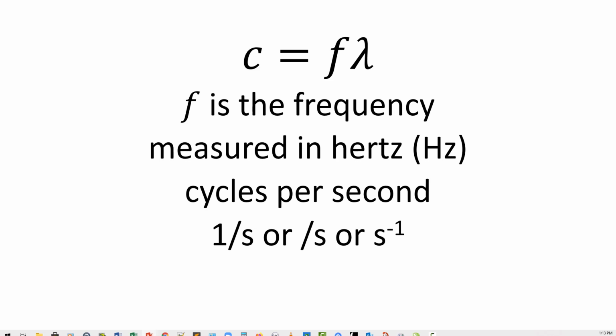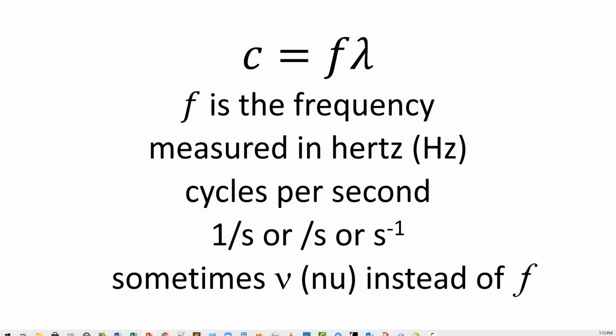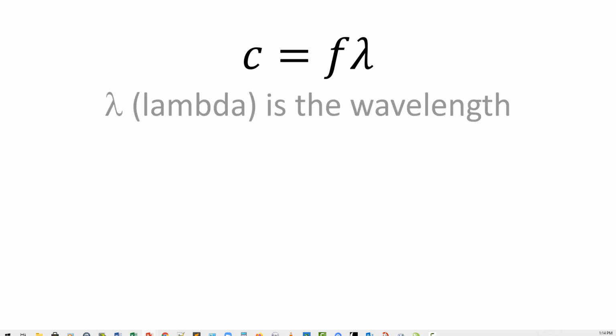Or if you're comfortable with negative exponents, you can write that as a second to the minus 1, and either of those things will work. Sometimes the Greek letter nu is used instead of an f, and the Greek letter nu looks kind of like a v, looks more like a v than anything else. You'll sometimes see that. So back to c equals f lambda.